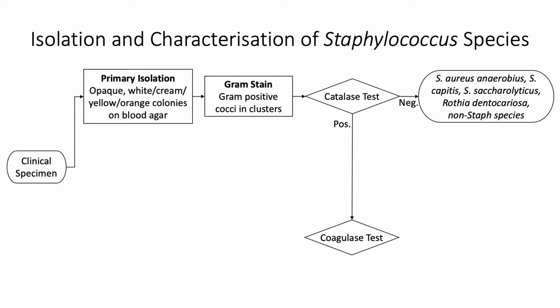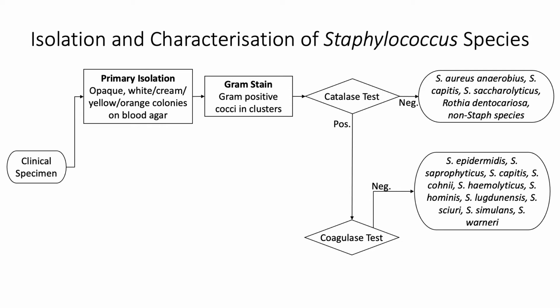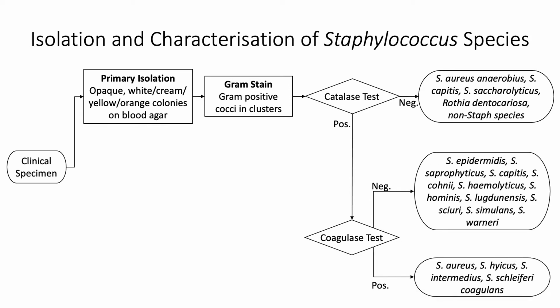A catalase positive result could be differentiated by a coagulase test, and common coagulase negative staphylococci include Staph epidermidis and Staph hominis, whilst the most common coagulase positive Staphylococcus species is Staph aureus. In fact, a suspected Staph aureus infection could be presumptively identified with a coagulase test.